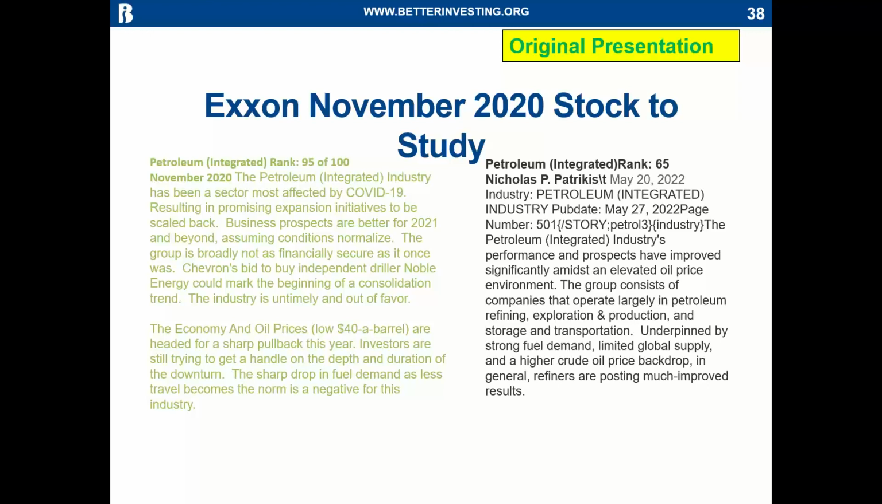And now we're looking at it in May 2022, a complete turnaround. The industry's performance and the prospects have improved, with elevated oil prices and more people out there driving. And I can see that every time I get on the highway. And then there's also a limited global supply, thanks not only to the manufacturers and producers of the oil, but also the global situation of what's happening in Ukraine and Russia. And also the refiners are posting much improved results.